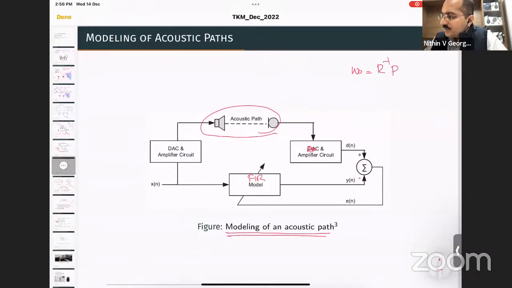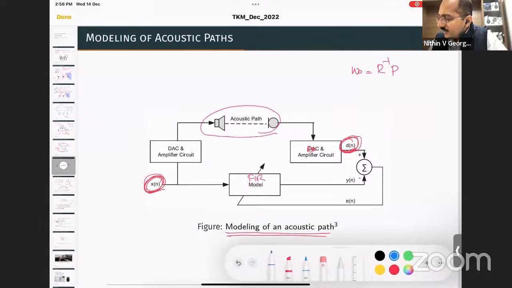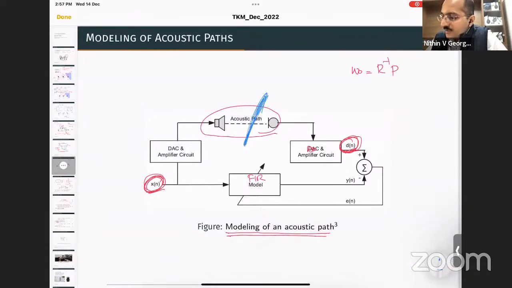What is P? P is the cross correlation between X and D. What is the meaning of cross correlation between X and D? How correlated are X and D? That is the indirect meaning of what is hidden inside P. Now, let's assume that I have a barrier over here, and this microphone is picking up some sound, which is a noise, which has nothing to do with X. Now, if I find out the cross correlation vector P, what will P be? P is the correlation between X and D.